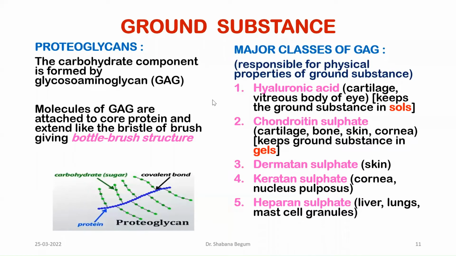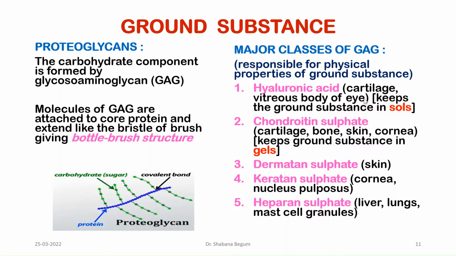Let us now discuss the ground substance. First is the proteoglycans. The carbohydrate component of the proteoglycans is formed by the glycosaminoglycan. The molecules of GAG are attached to the core protein and appear like the bristles of a brush, giving a bottle brush appearance. This is responsible for the physical properties of the ground substance. The different types of GAG molecules are hyaluronic acid, chondroitin sulfate, dermatan sulfate, keratan sulfate, and the heparan sulfate.